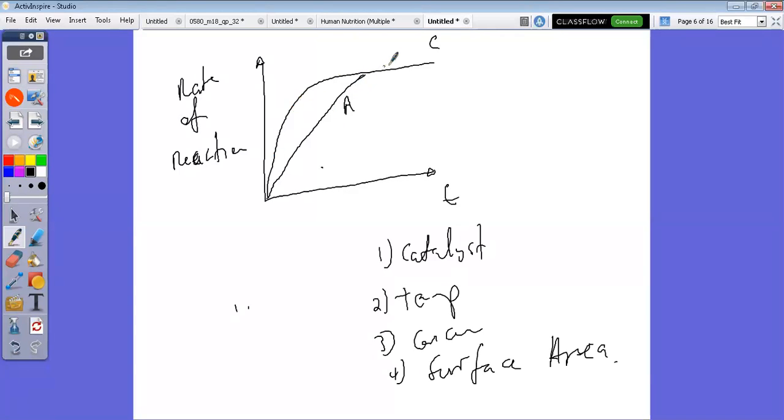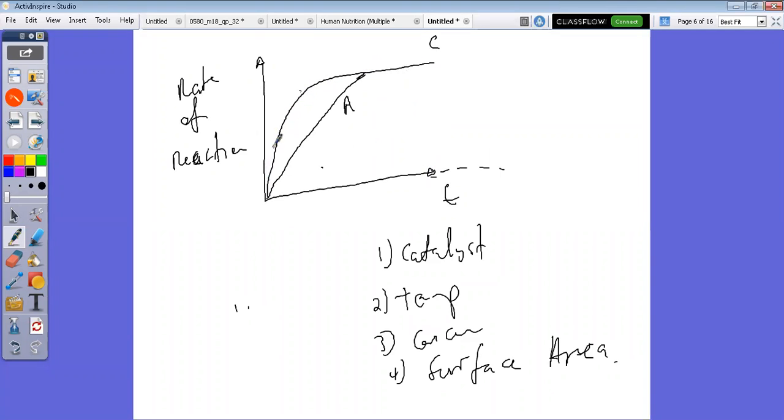Which reaction is faster, C or A? Charmaine, which reaction is faster, C or A? What do you think? Remember, this is time. Which reaction is faster? Now, my question is, where is reaction C stopping? Just describe, where is this reaction stopping?